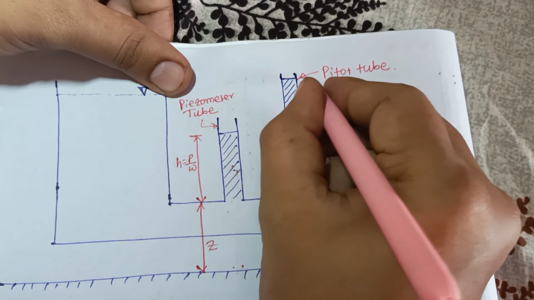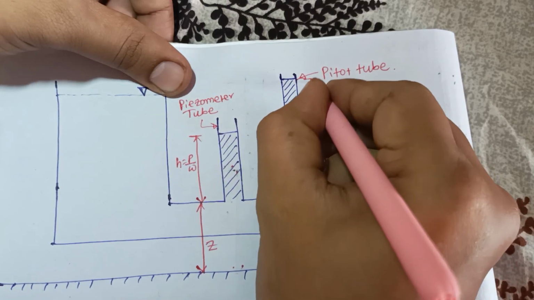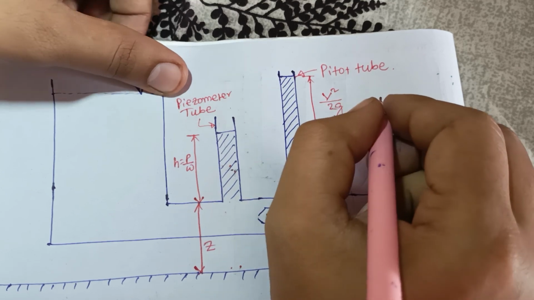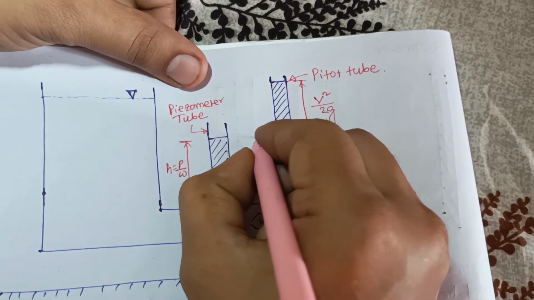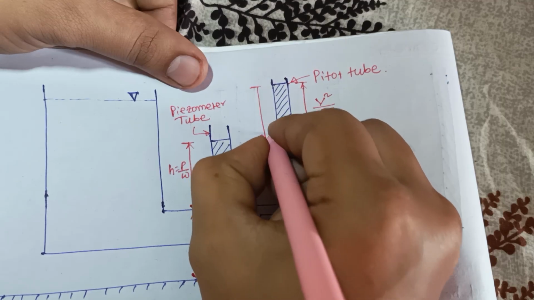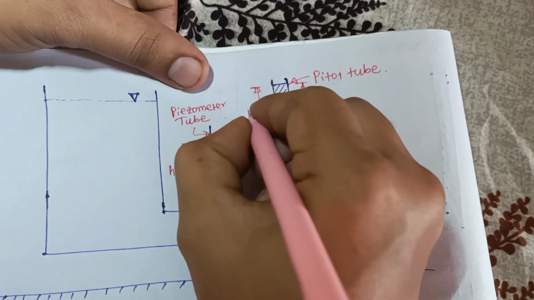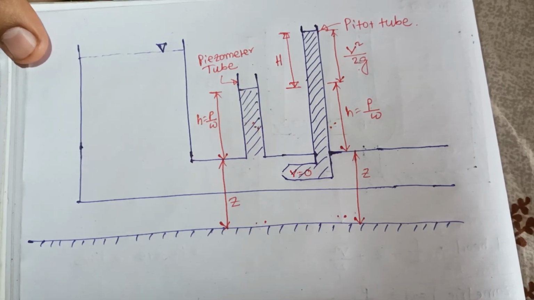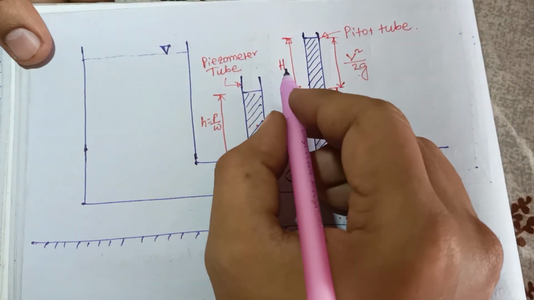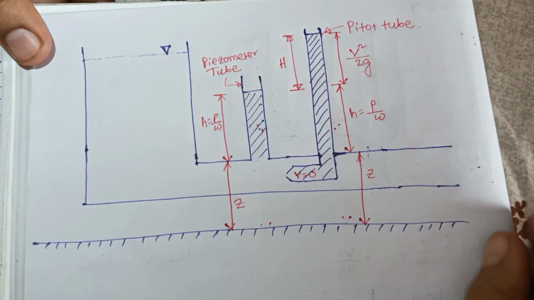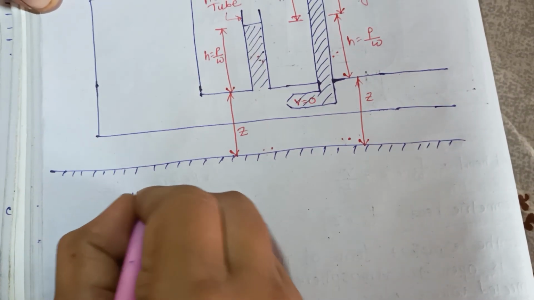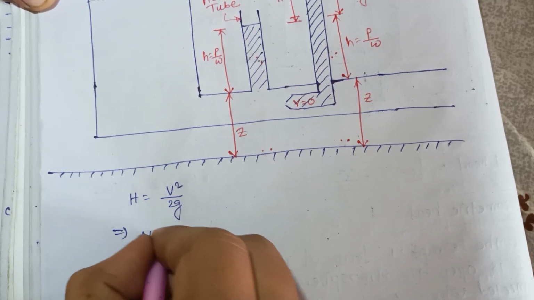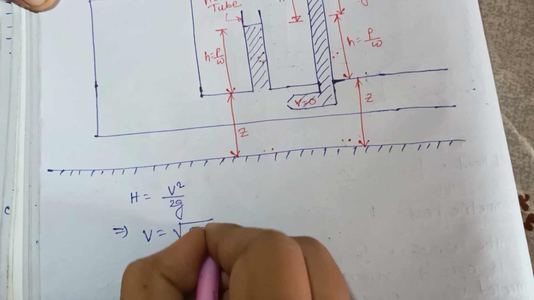Okay, so what is the distance from here to here? That is V square by 2g. Consider this is h, the extra liquid column deflection for the pitot tube. So you can write h equal to V square by 2g. So from here you can calculate V, that is equal to under root 2g h.